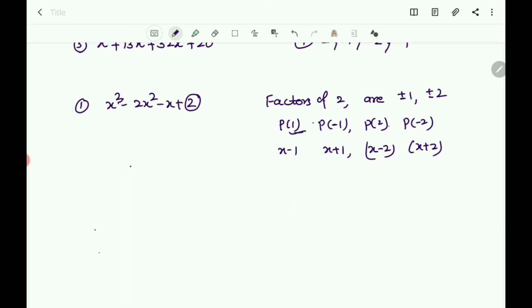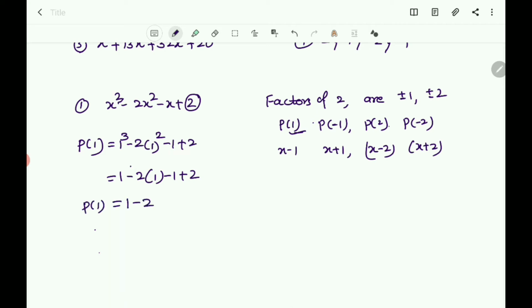So roughly you get the factor here by trial and error using the factor theorem. You take P of 1 is equal to, x cube means you write 1 cube minus 2 into 1 whole square minus 1 plus 2, that is 1 minus 2 into 1 minus 1 plus 2. Then P of 1 is equal to 1 minus 2 minus 1 plus 2. Here you will get 0. P of 1 is equal to 0.